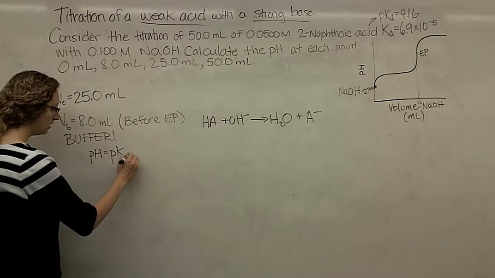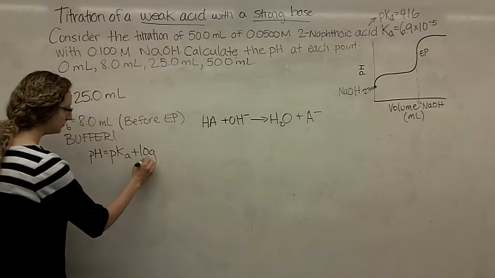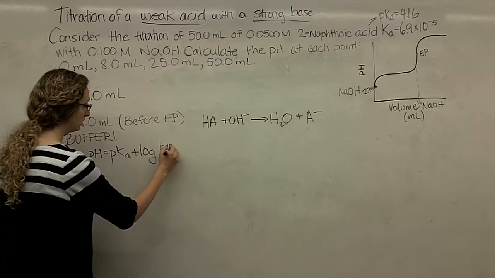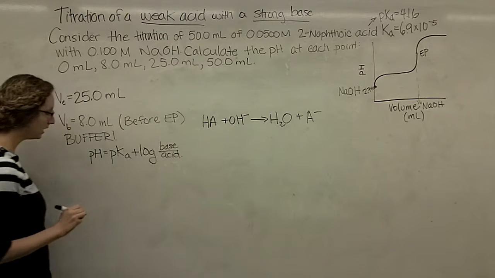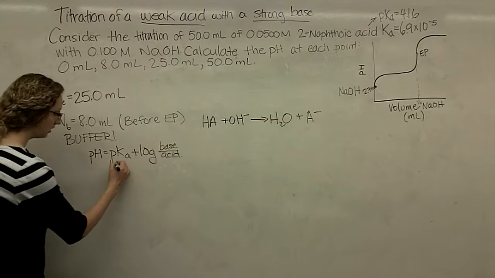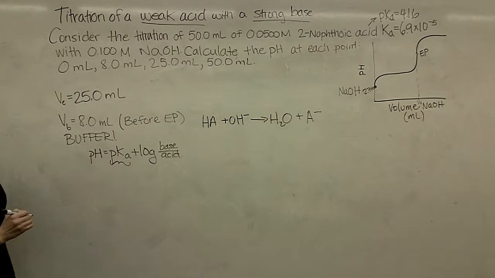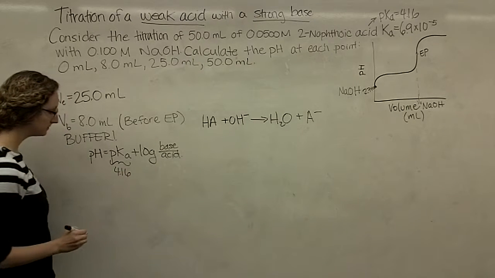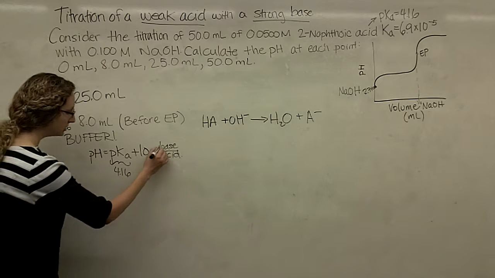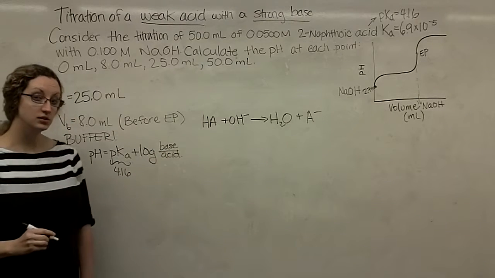Okay, so we have our buffer, and remember we can use the Henderson-Hasselbalch equation: pH equals pKa plus log of our base over our acid. We already know the pKa. This is already given to us, which is 4.16. And now we just have to find the ratio of the base to the acid.